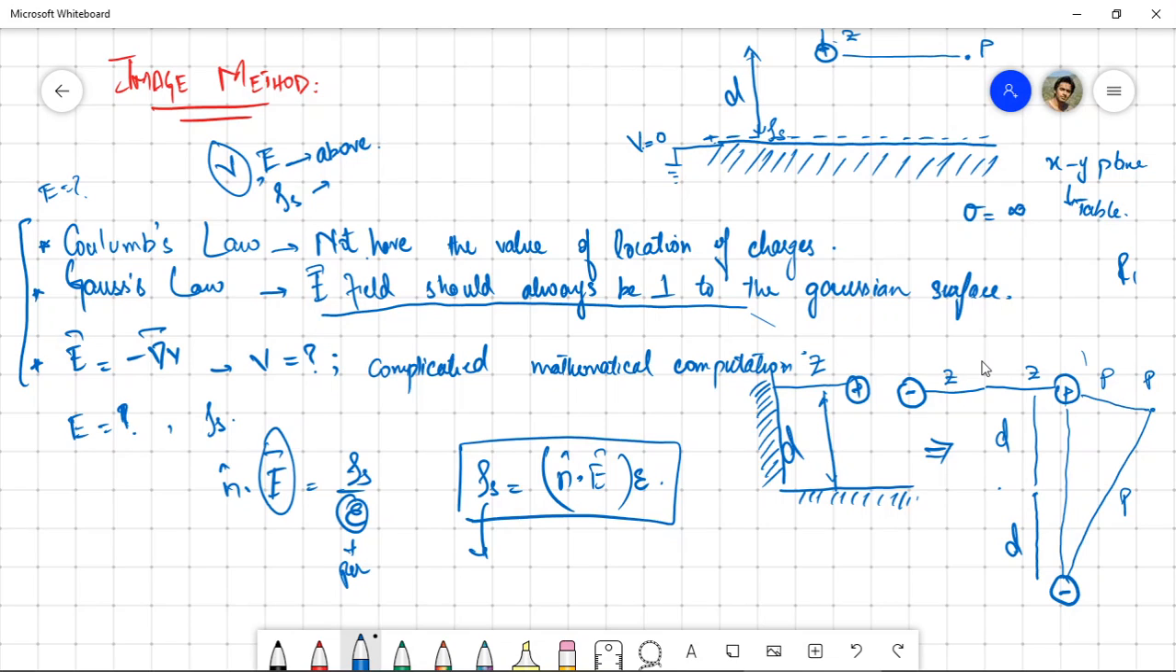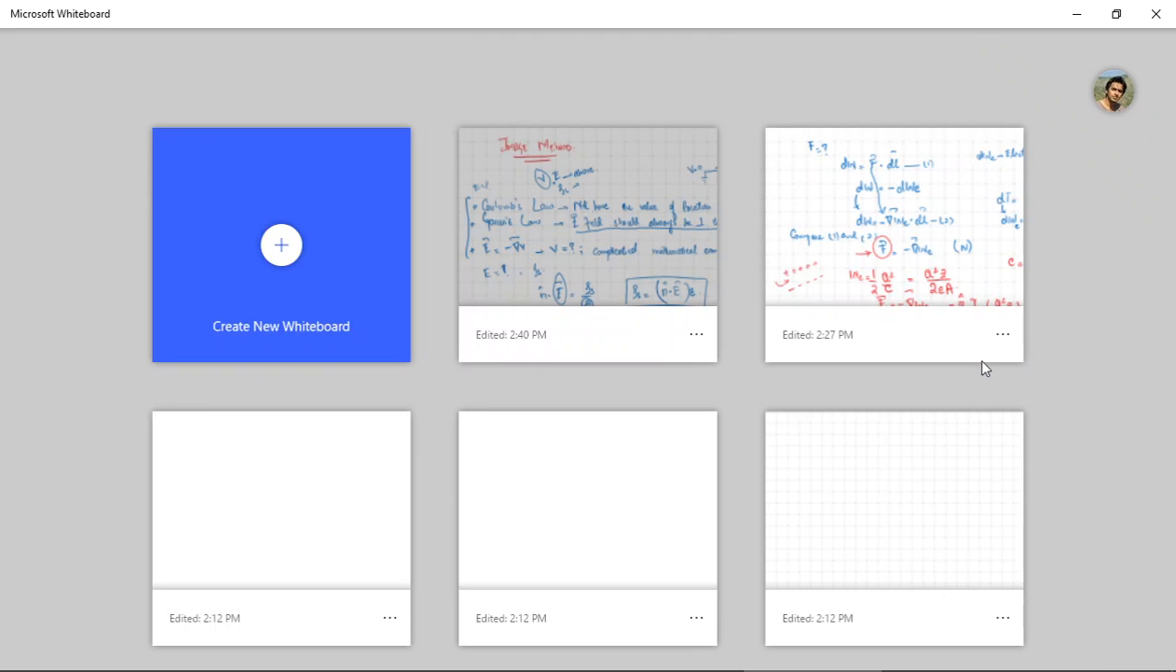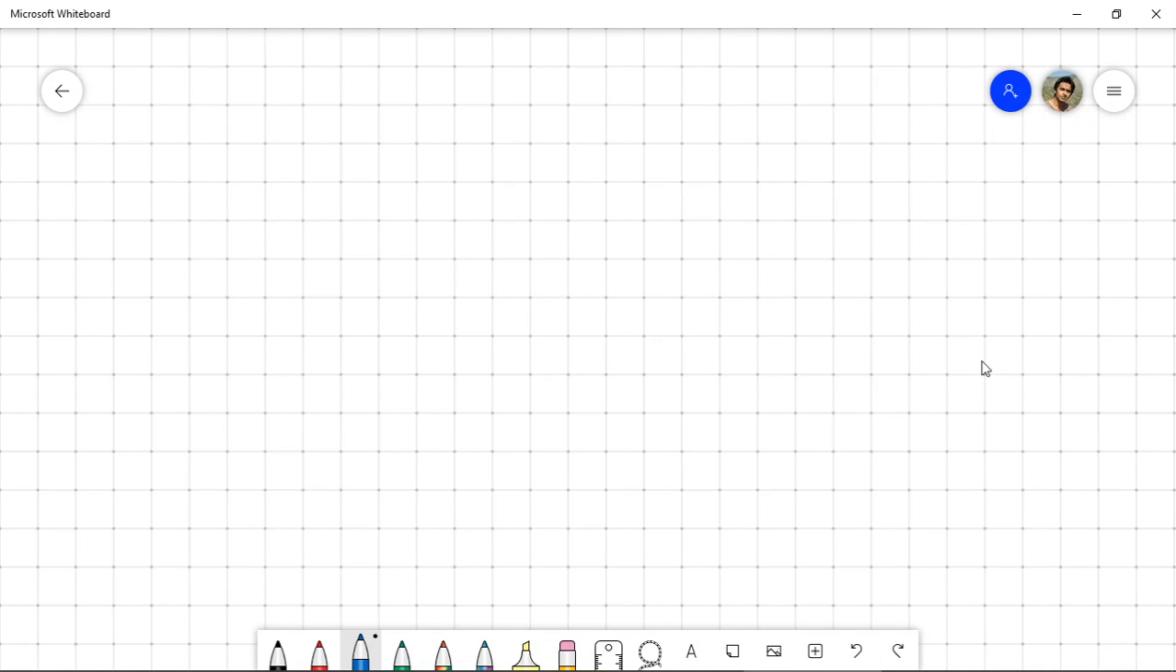And apart from that, if we know the value of E, we can calculate the value of V very easily by using this expression that we derived earlier, and we have applied this expression to various conditions. So there is an example related to this image method, and that example involves exactly the same scenario that we have discussed in this topic.